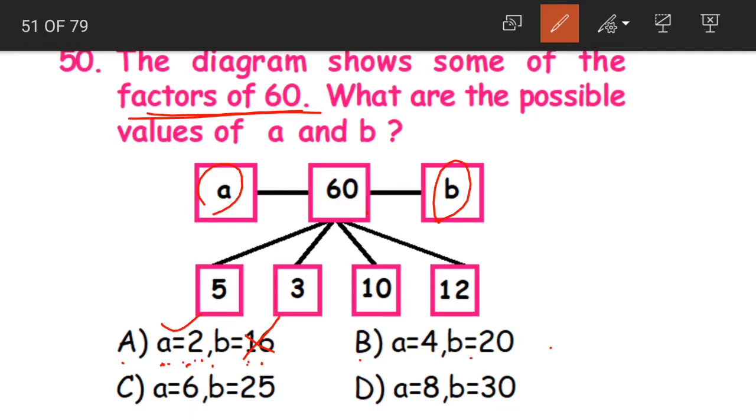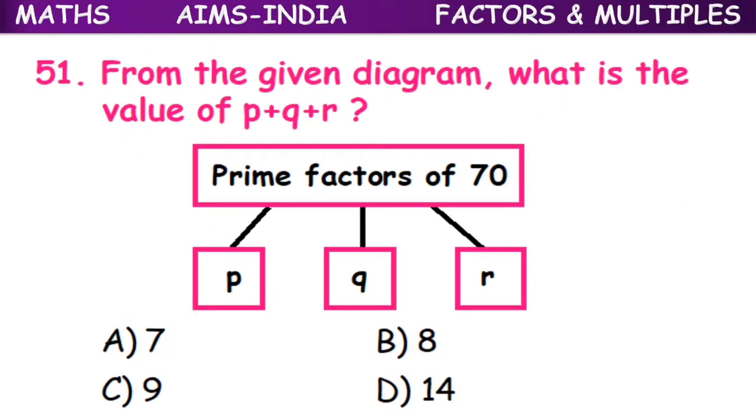Next, option B, A is equal to 4. Now is 4 a factor of 60? Yes, we have 15 fours are 60. And again option B, 20, is 20 a factor of 60? Yes, we have 20 threes are 60. So option B becomes our correct answer, children. Or you can list down all the factors of 60 and from that you can choose the option which has the factors of 60. Okay.